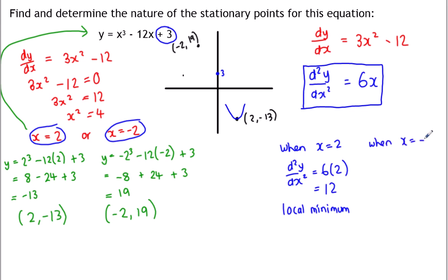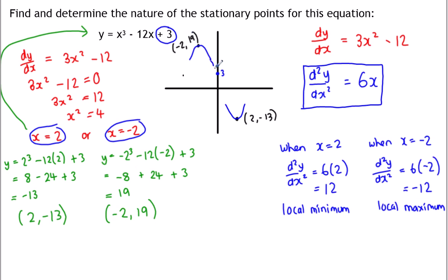When x equals minus 2, d squared y by dx squared this time is 6 lots of minus 2. Remember, I'm using the equation in the box here, our second derivative. That's minus 12. When it comes out as negative, you've found a local maximum. Remember, they're back to front. And so I've now confirmed what I already thought, that this coordinate (-2, 19) is a maximum, and this coordinate (2, -13) is a minimum.